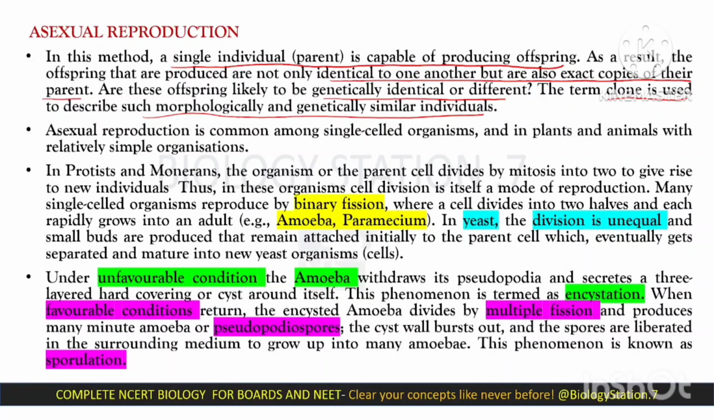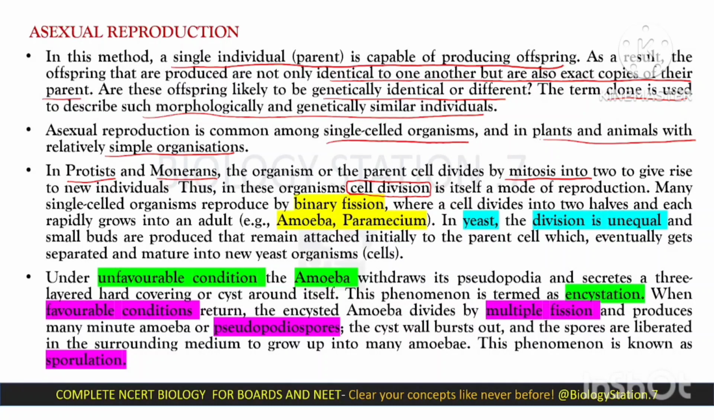Asexual reproduction is common among single-celled individuals and in plants and animals with simple organization. If it is seen in plants and animals, it is relatively seen in simple organisms like protistans and monerans. Here the parent cell divides by mitosis and gives rise to two new individuals. So one mode of asexual reproduction is cell division. Here the cell division itself is a mode of reproduction.